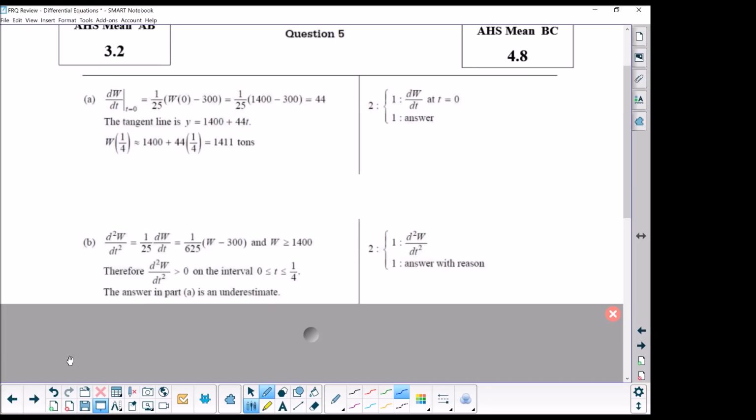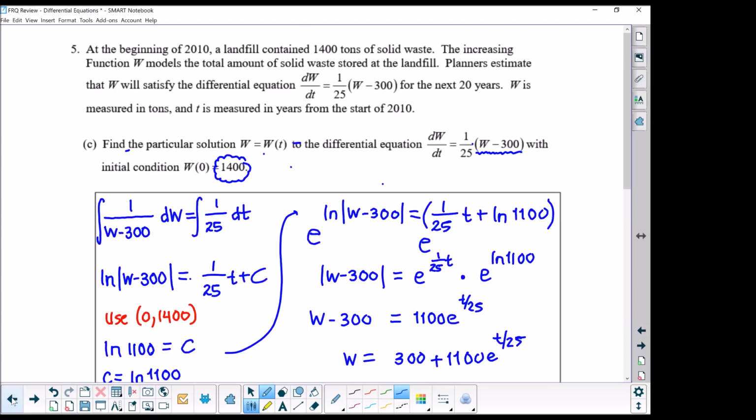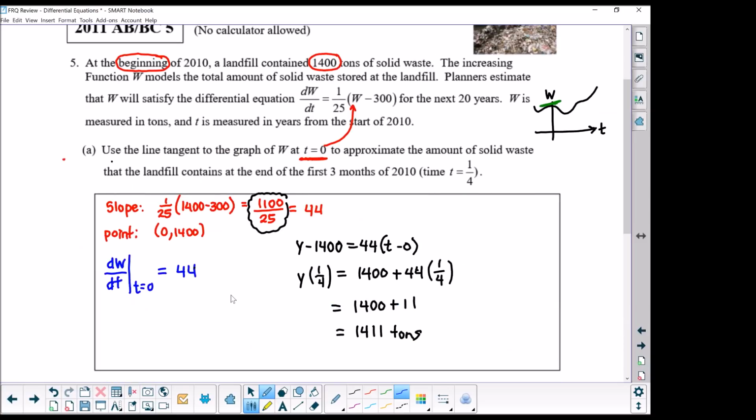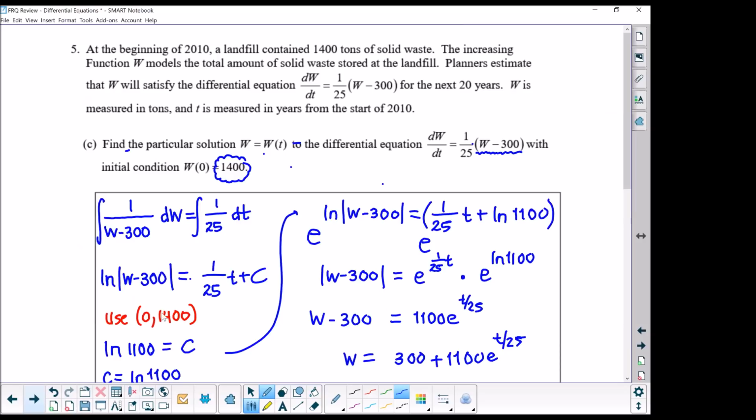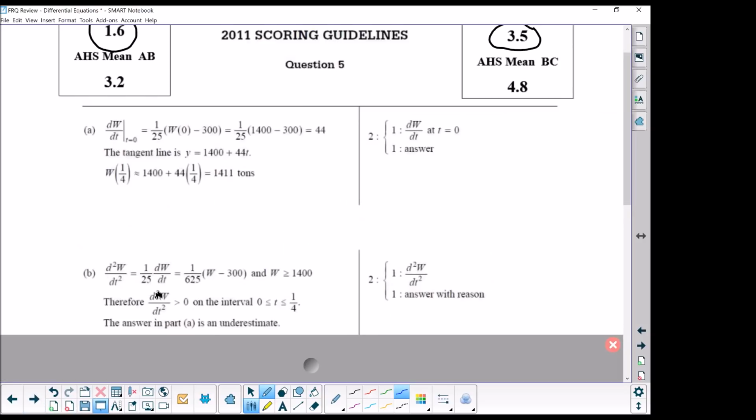Did I put 1 over 625? I don't remember. What did I do? I wrote 1/25 times 1/25, but isn't that the same as 1 over 625? So I would get credit for that. Don't have to simplify. And then, of course, stating that the second derivative was positive, and thus the underestimate would be your reason point.